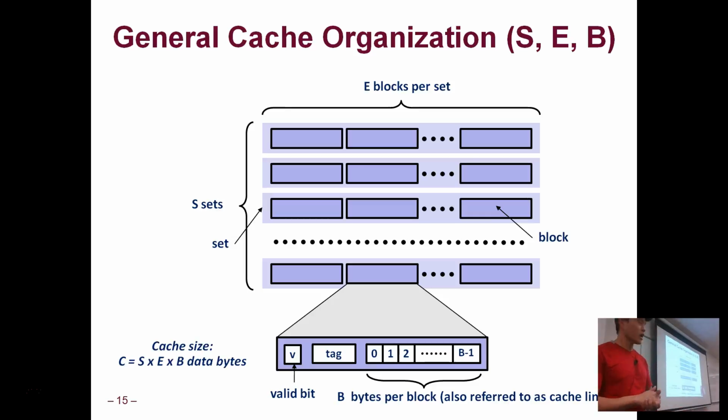Okay, so if we have this as our cache organization, then the size of this cache is going to be the number of sets that you have times the number of blocks in each set, which is E, times the number of bytes in a block, which is B. So capacity in bytes is S times E times B. That's something that you should just memorize, because that's basically what we're going to use from here on out.